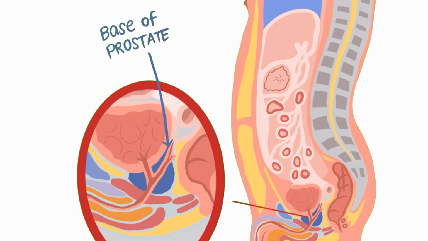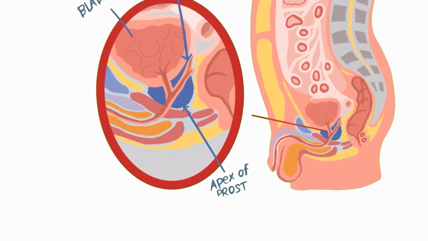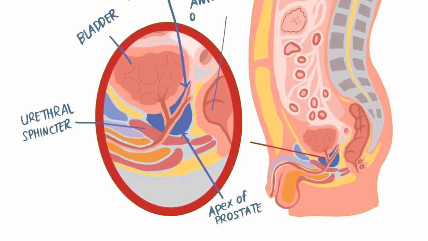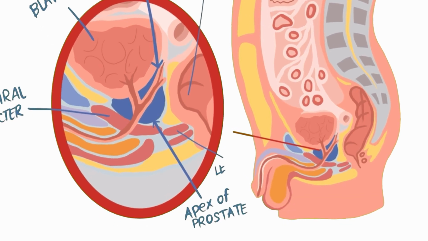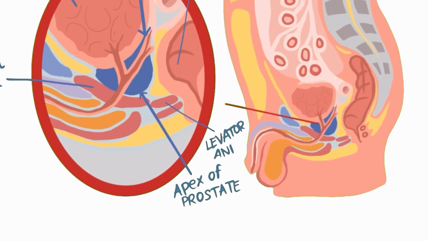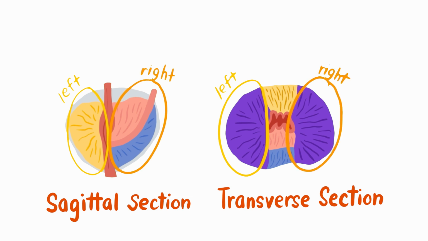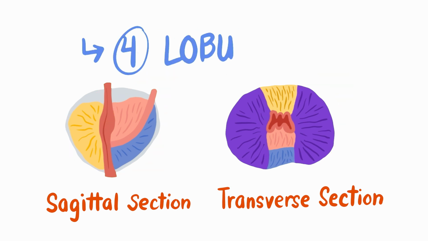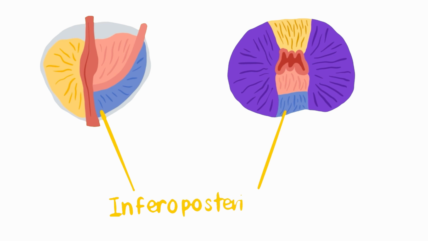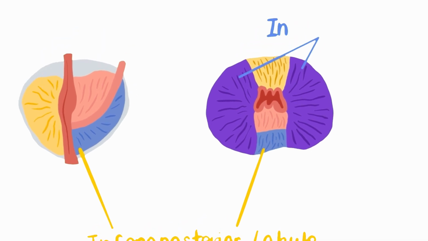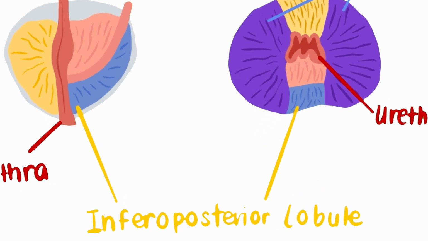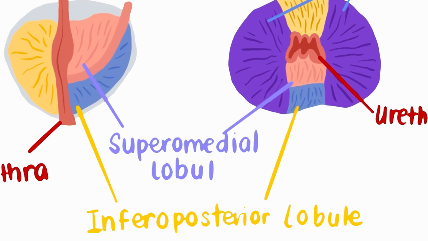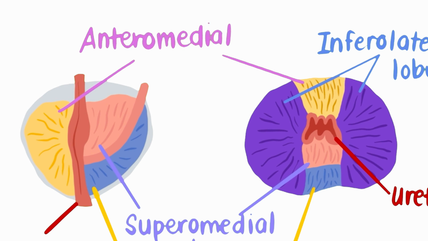The base of the prostate is near the neck of the bladder, while the apex is above the urethral sphincter. At the back of the prostate is the ampulla of the rectum. The levator ani muscles that support the pelvic organs and assist in continence lie in the inferolateral surface of the prostate. The prostate is divided into right and left lobes, which are further subdivided into 4 lobules: the infero-posterior lobule at the lower portion, the inferolateral lobule beside the urethra, the superomedial lobule deep into the infero-posterior lobule, and lastly, the anteromedial lobule, which is deep to the inferolateral lobule.